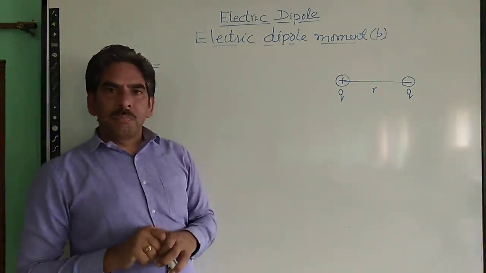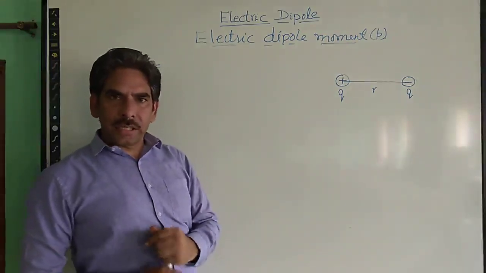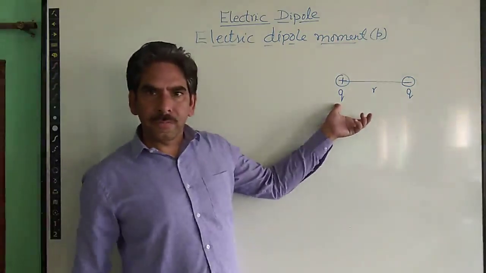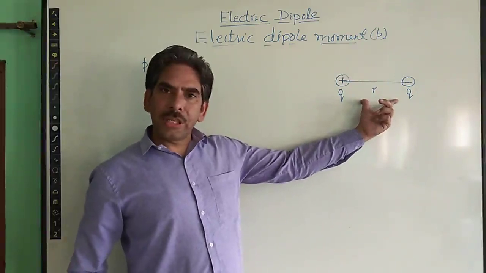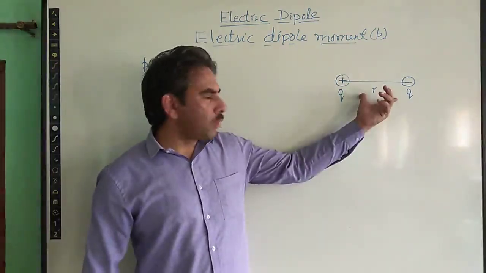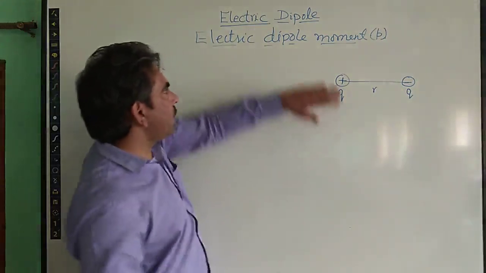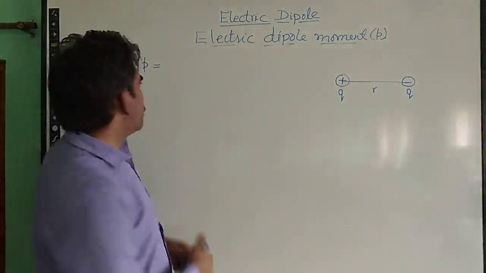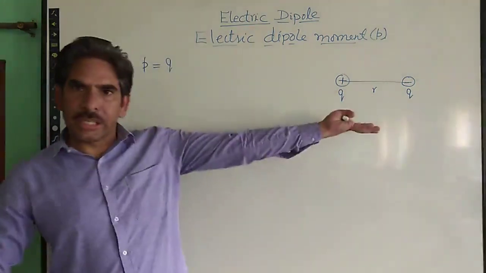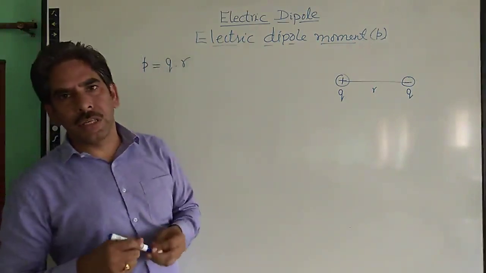What is electric dipole moment? It is the product of either of the charges and the separation between the two charges, or we can say the length of this dipole. Separation between two charges of the dipole, or length of the electric dipole. So this is what we understand from electric dipole moment. Here, electric dipole moment is equal to either of the charges, because both the charges are equal in magnitude, q, into the separation between the two charges, or we can say the length of this dipole.